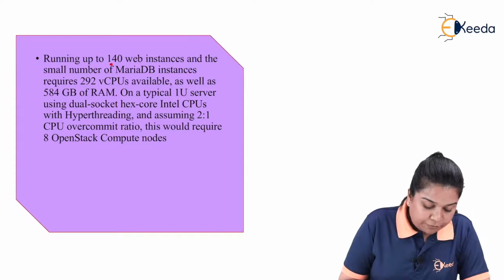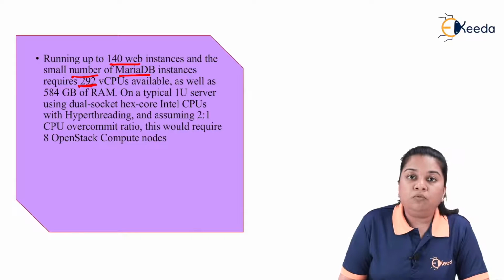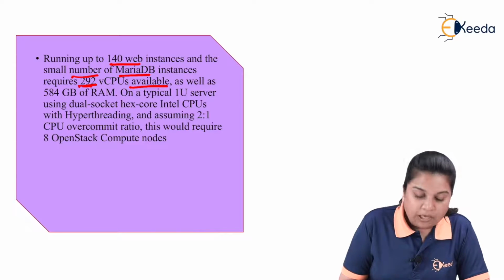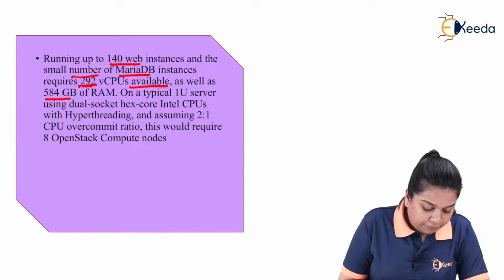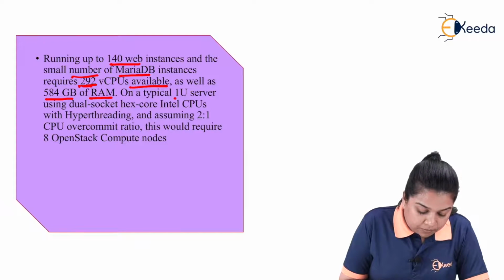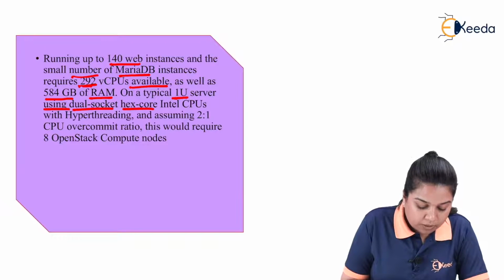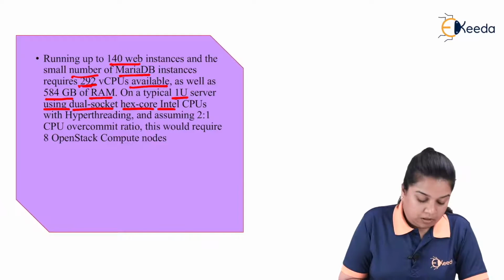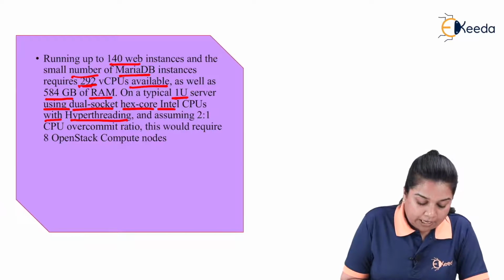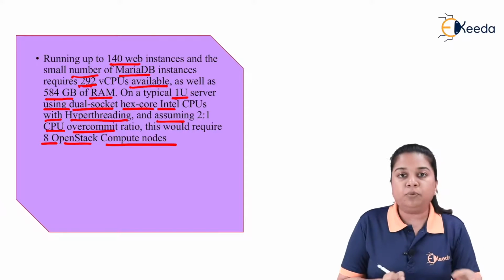Running up to 140 web instances and the small number of MariaDB instances requires 292 virtual CPUs available as well as 584 GB of RAM. On a typical 1U server, usually dual socket hex core Intel CPUs with hyperthreading, and assuming a 2:1 CPU overcommit ratio, this would require 8 OpenStack compute nodes.